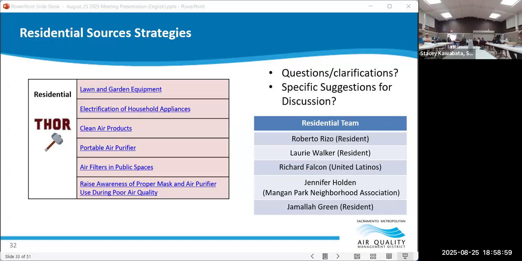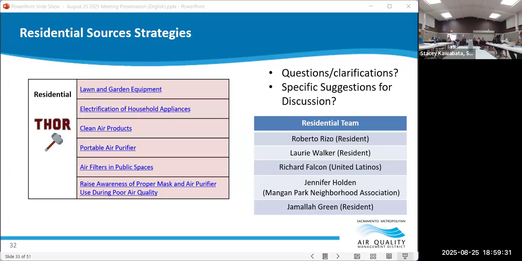The next one is portable air purifiers. So the goal is to distribute air purifiers near areas that have a high exposure to air pollutants. So multifamily housing near freeways and high traffic streets. So it's a two-part, right? One is to be able to provide those air purifiers, but the second part is also education. So the goal is to show why this is important.